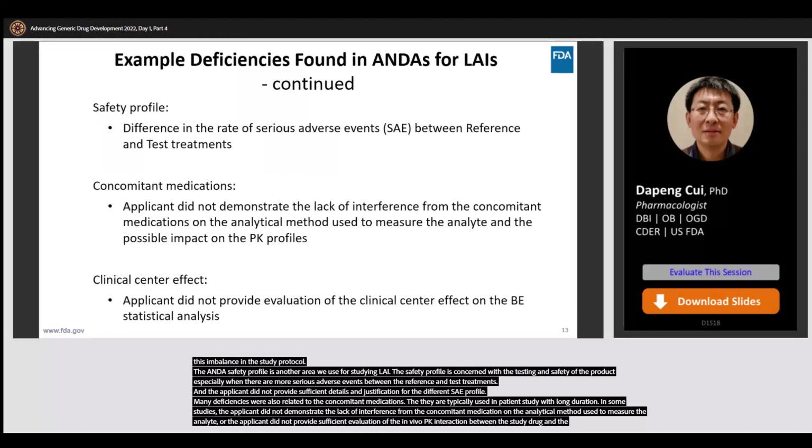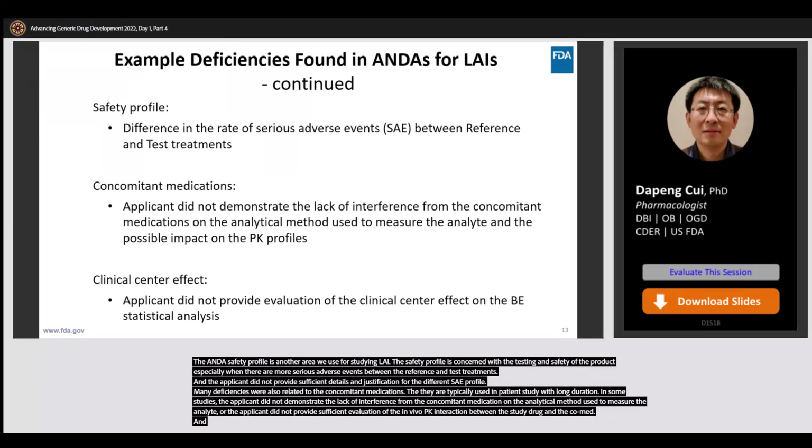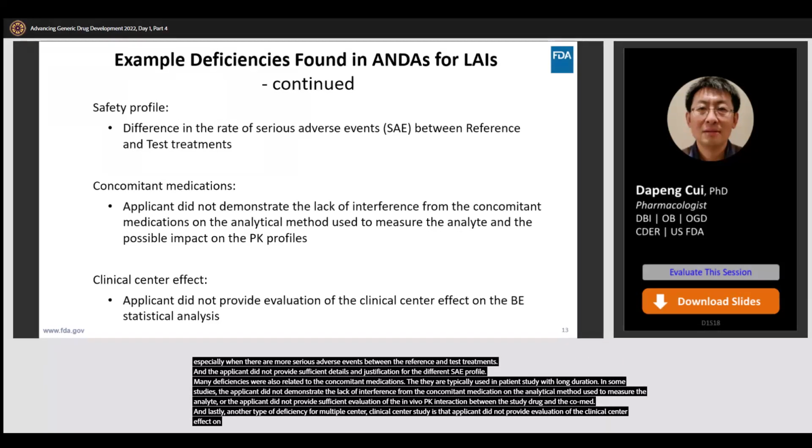And lastly, another type of deficiency for multiple center clinical studies is that the applicant did not provide evaluation of the clinical center effect on the BE statistical analysis, or did not pre-specify the analysis in its protocol and statistical analysis plan.